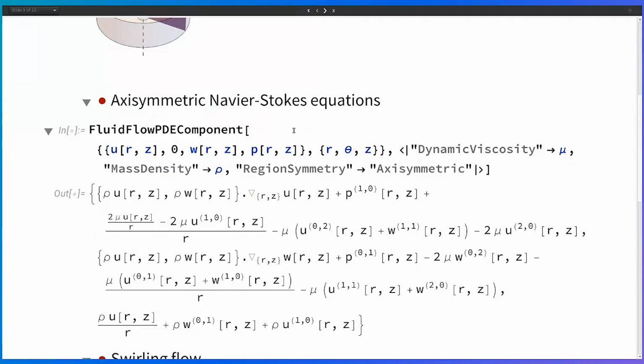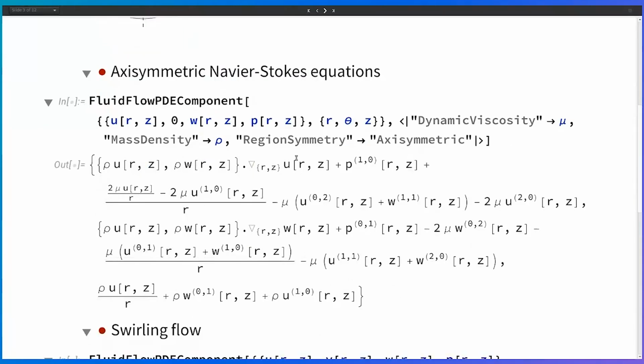The velocity components and the pressure depend on the radius r and z, but they do not depend on the angle theta. For the parameters, here we prescribe the viscosity and density, and we set the region symmetry to axisymmetric. And with this, we obtain the axisymmetric equations. So modeling axisymmetric flows is quite easy in the Wolfram Language. All we have to do is basically just take the FluidFlowPDEComponent, slightly modify the variables, and set the region symmetry to axisymmetric.